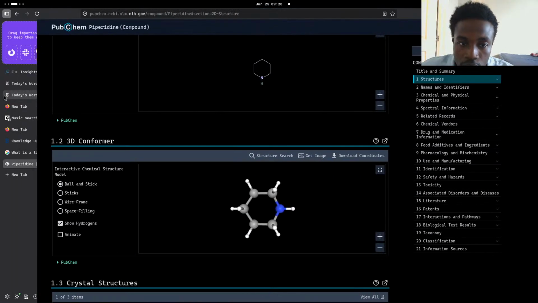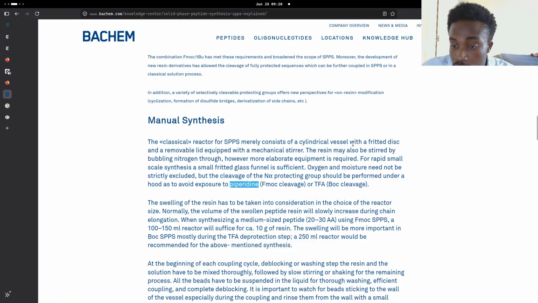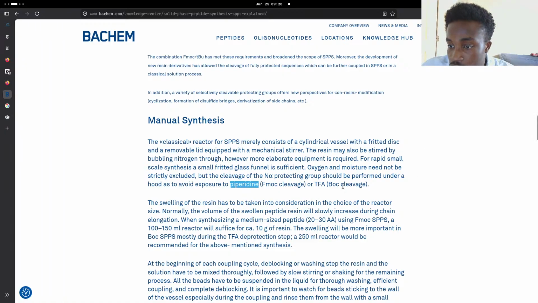Alright, so where were we? Fmoc cleavage. Fmoc cleavage. Is the Fmoc on the amino carboxylate?